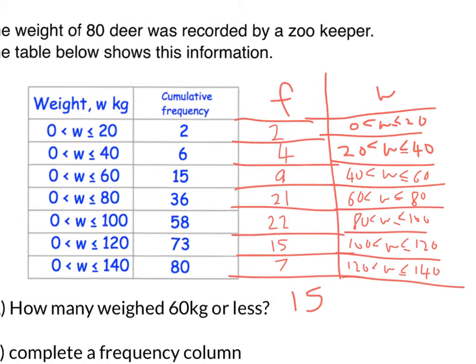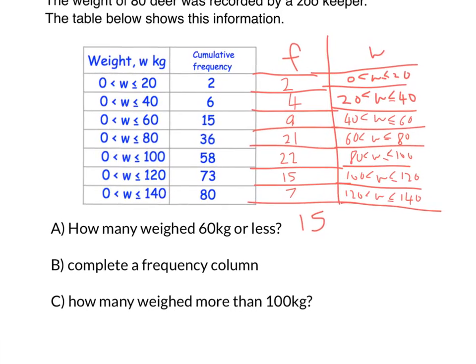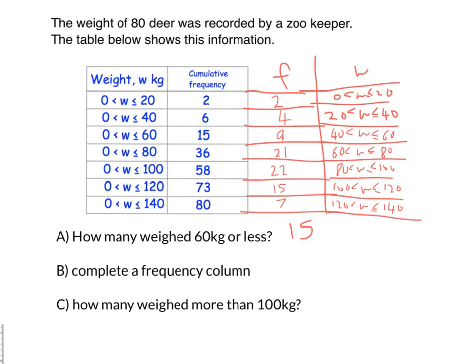Having that extra column then, both columns, is going to make it easier to finish off the question. Part B was to complete the frequency column, which is this bit here. I just made that because the frequency matches up with these groups. The cumulative frequency matches up with these groups here. Slight difference in the two.